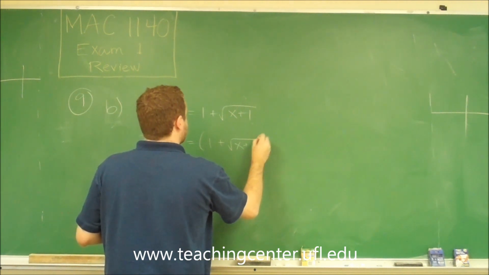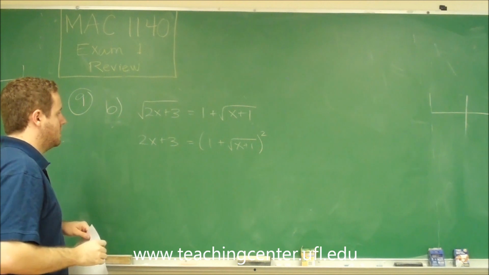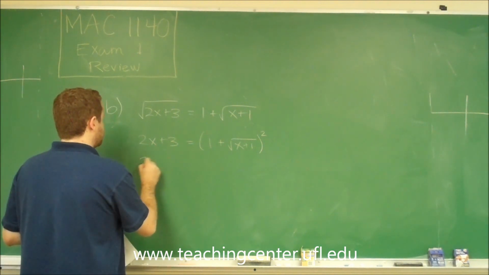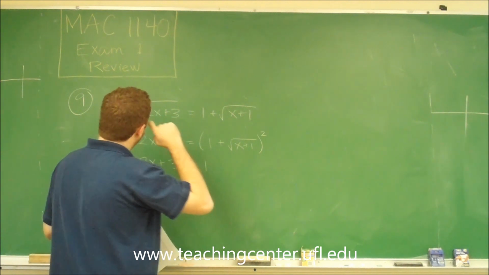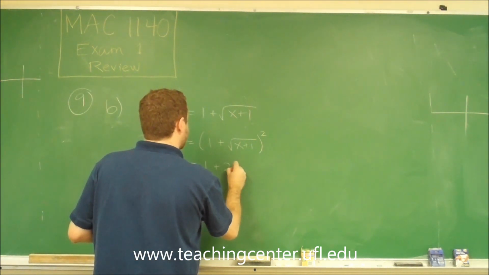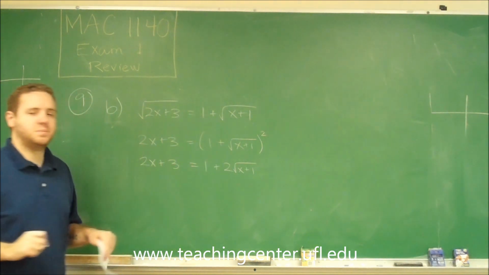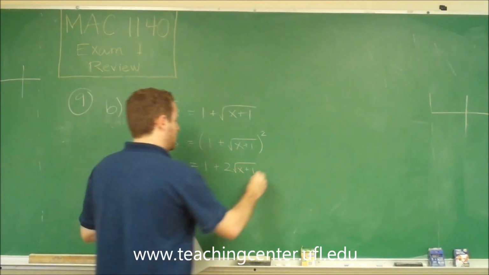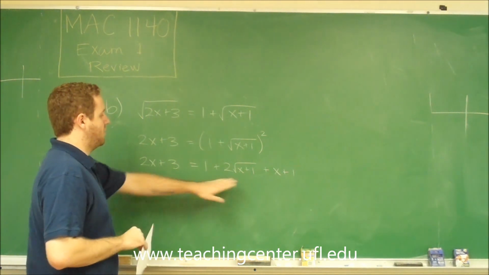Remember that we need to square this entire thing. We can't just square both terms. So we need to FOIL that out. Well, first would be 1. We have 1 times root x plus 1 both ways, so you get 2 root x plus 1. And when you multiply root x plus 1 times itself, you just get x plus 1. So you can see we still have a root.